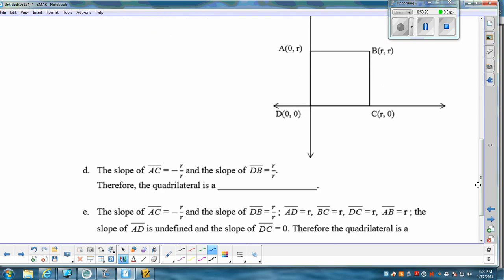Next problem. In part D, we know the slope of AC, this right here, is negative r over r. To make it a little simpler, negative r over r is just negative 1. And we also know that the slope of DB is r over r, which is 1. Well, that means, because negative 1 and 1 are opposite reciprocals of each other, our diagonals are perpendicular, which makes this shape a rhombus.